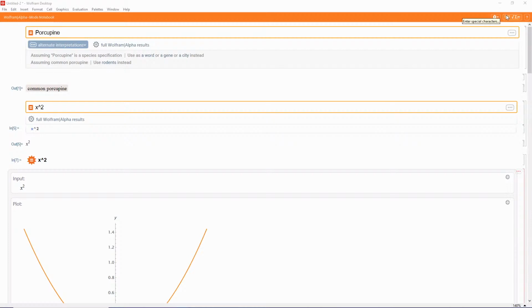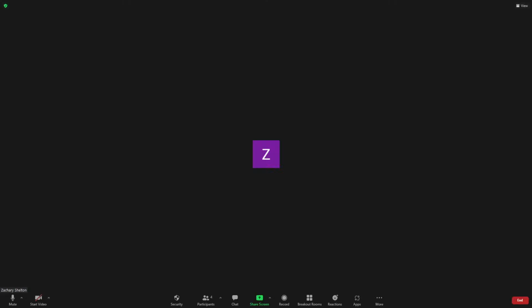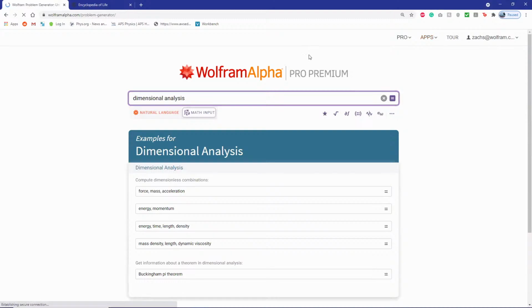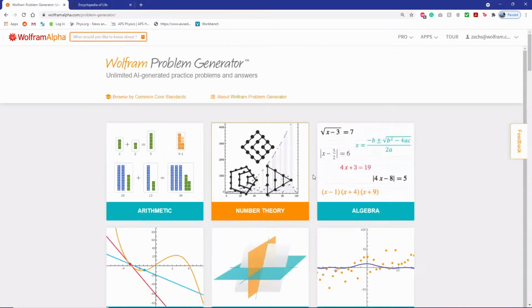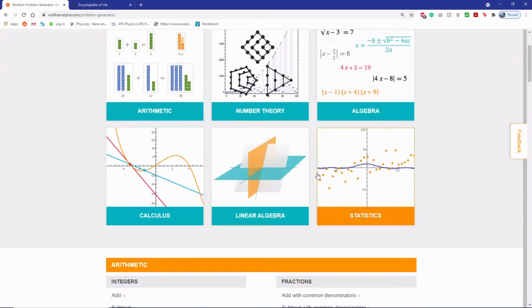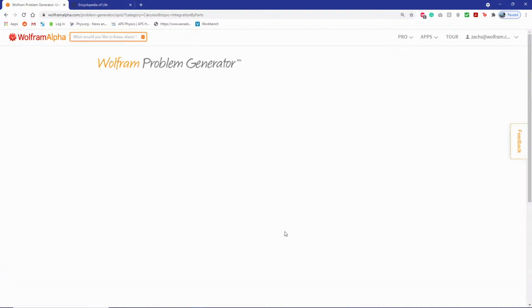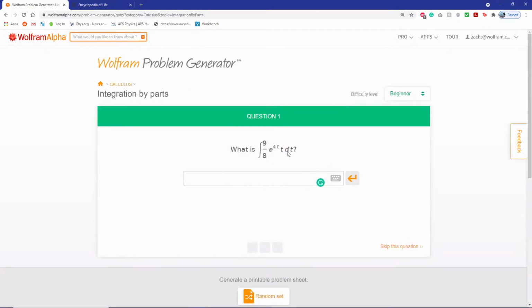Oh, wait, I think there's one last thing to talk about. I totally forgot about this. One last thing, and I think we should talk about this, is we can actually generate problems. This is really important, if you're practicing, say, calculus, as many calculus students are, using substitution or integration by parts, which comes up way more often than people give it credit. You can have randomly generated practice problems.